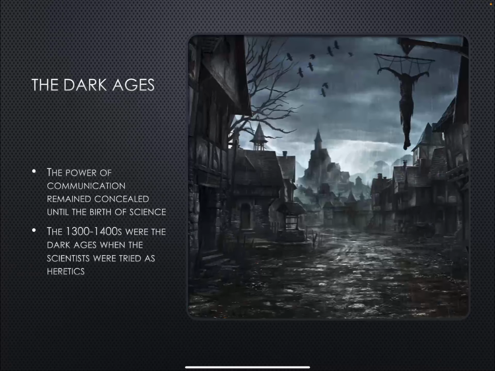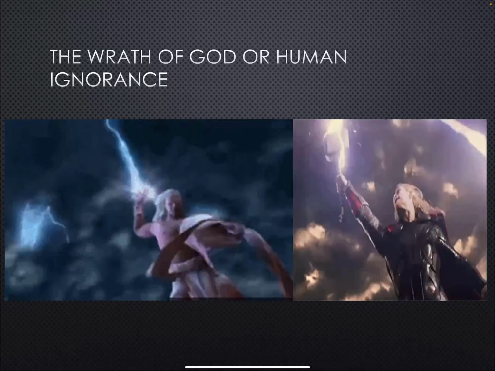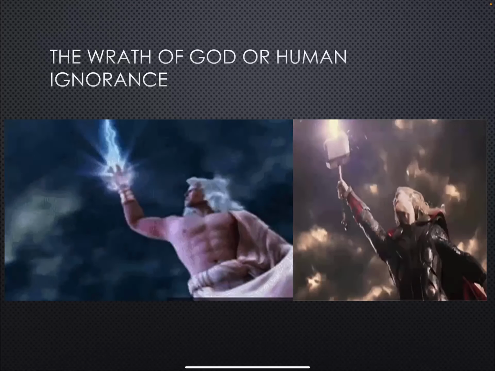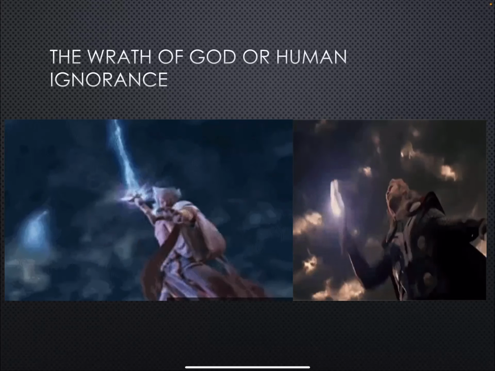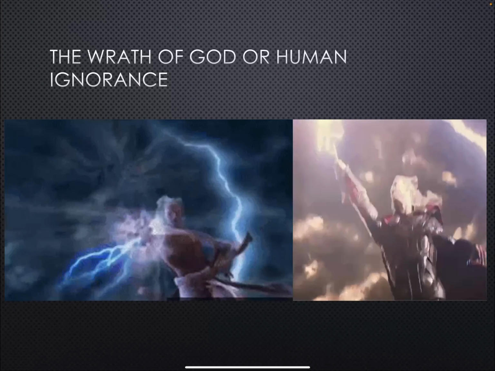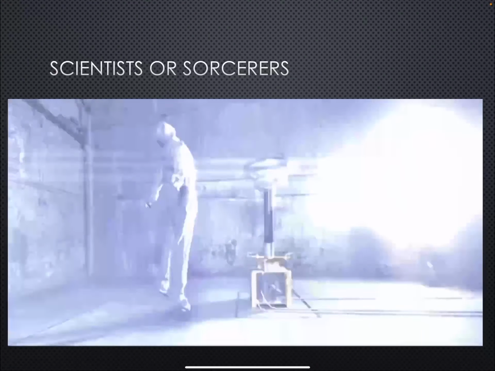So we'll start with the Dark Ages. It's around the 1300s to 1400s. That's when the scientists of that time were tried as heretics, and the natural phenomena that they were observing were attributed to acts of God. Thunder famously was seen as the wrath of the gods, and they were popularized as mythical characters. Scientists who would reason and perform experiments were seen as sorcerers.